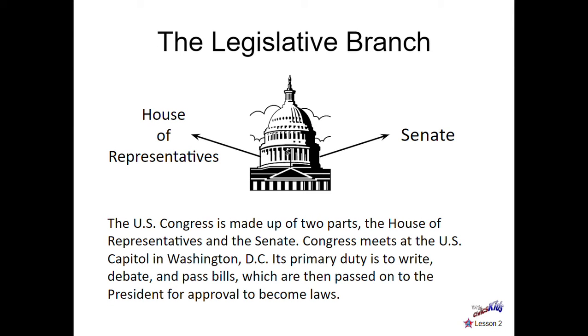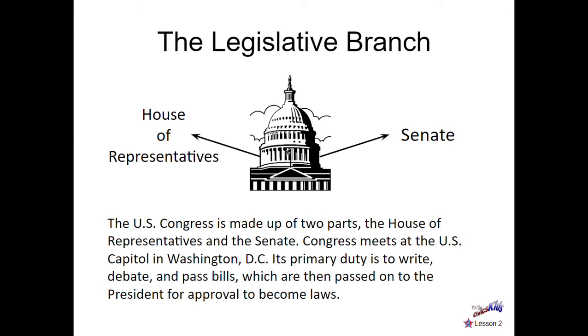The last branch is the legislative branch. It's made up of 2 branches. This was a compromise that Mr. Sherman wrote when the founding fathers put together the Constitution of the United States. The legislative branch has a House of Representatives and a Senate. One is based off of your state's population, so the more people you have living in your state, the more representation you get. The other one is based off of equal representation. That's called the Senate. Every single state gets 2 senators.